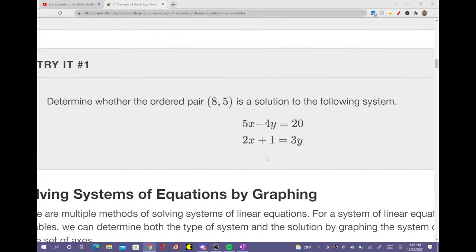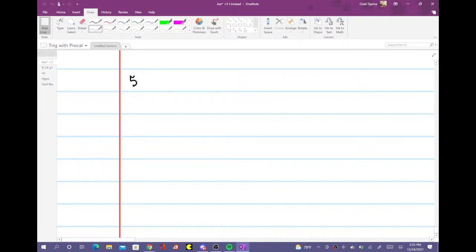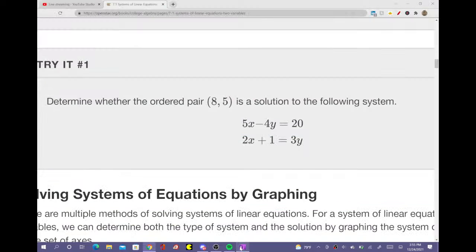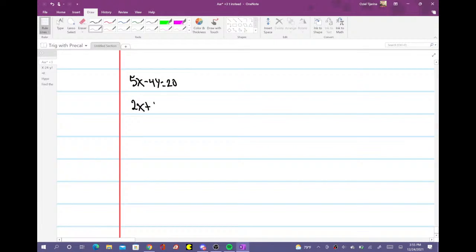So determine whether the ordered pair 8, 5 is a solution to the following system. We have 5x minus 4y equals 20, and then we have 2x plus 1 equals 3y. And we want to know if 8, 5 is a solution. If it is, I'm going to go ahead and graph it for y'all so that y'all know exactly how it looks. So we have 5 times 8 minus 4 times 5 equals 20. We have 40 minus 20 equals 20. 20 equals 20. So it's true.